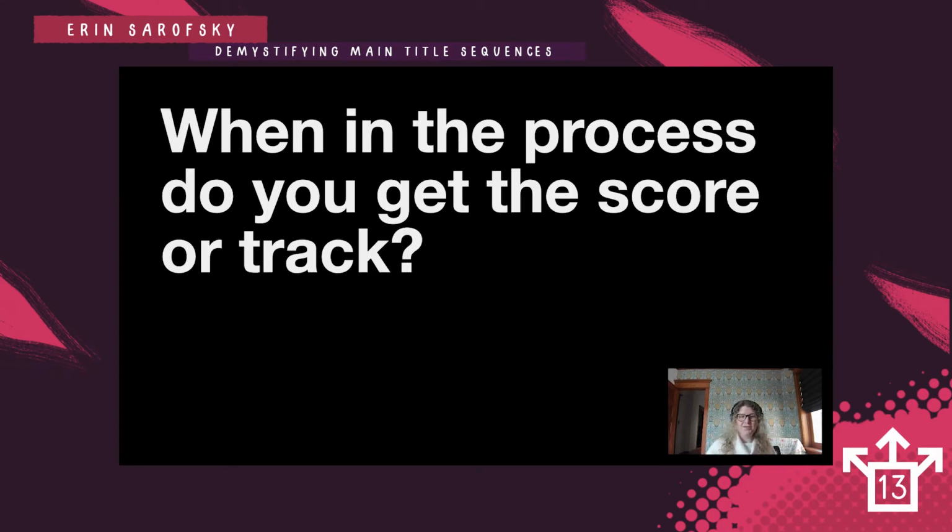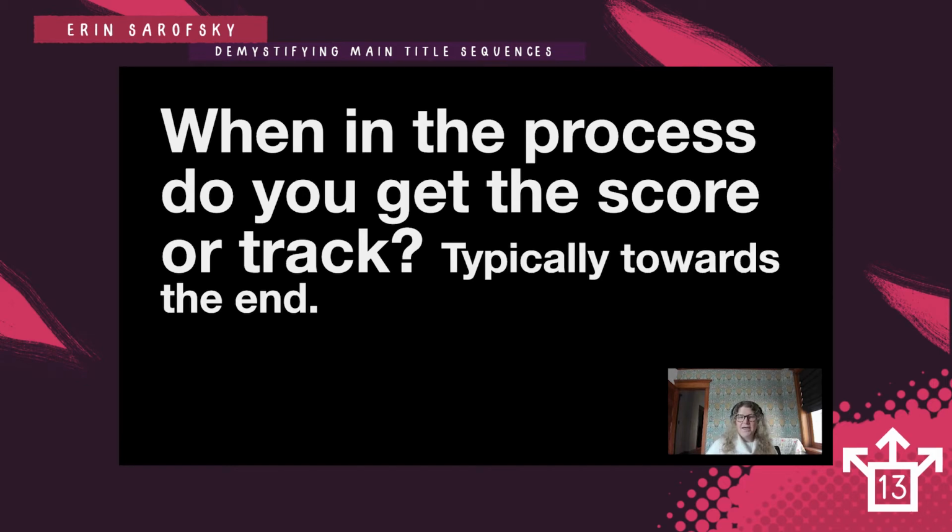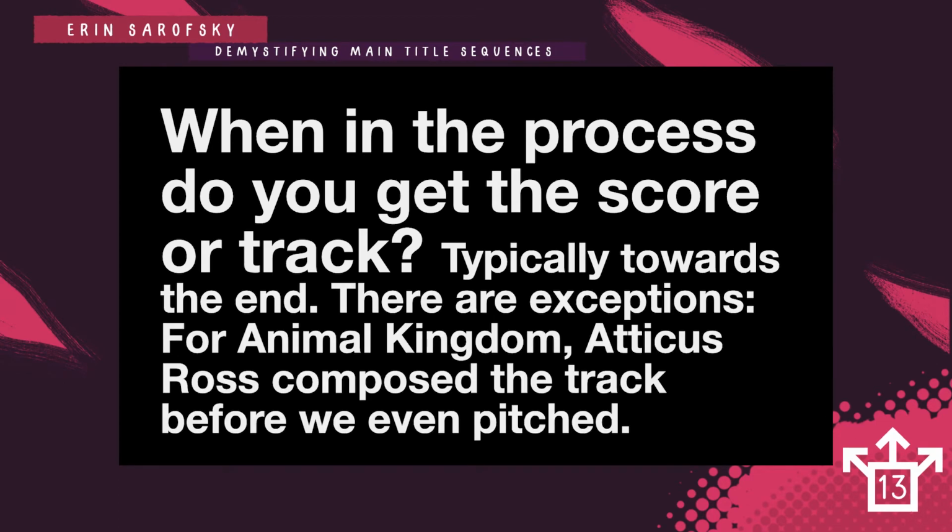Okay, when in the process do we get a track? Typically towards the end, we get a track, or we get some music or some original composition. There are exceptions, and the one exception that comes to mind is Animal Kingdom. Atticus Ross composed a track for that before we even pitched. John Wells went to Atticus and they did this thing that was really intense and beautiful. And they came to us and said, do something that embodies this with all of the themes that we're dealing with in the show.